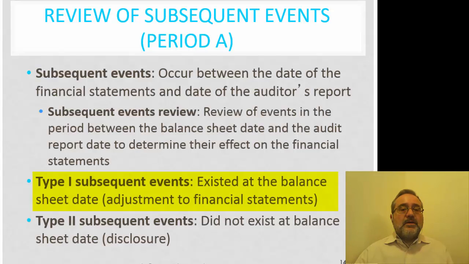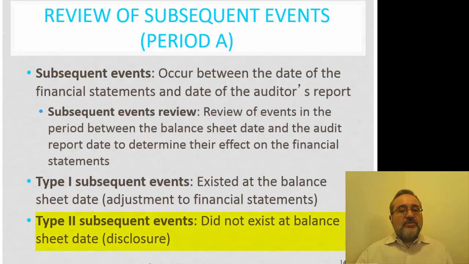So as an example, a type 1 event is where there is a contingent liability that we reported on the balance sheet date. Let's say it's a litigation, we have a contingent liability of $100,000 and expense of $100,000. During this subsequent period, we actually settled the case. So we settled the case not at $100,000, but at, let's say, $500,000. If that difference is material, then what we would do is we would change or adjust the financial statements.